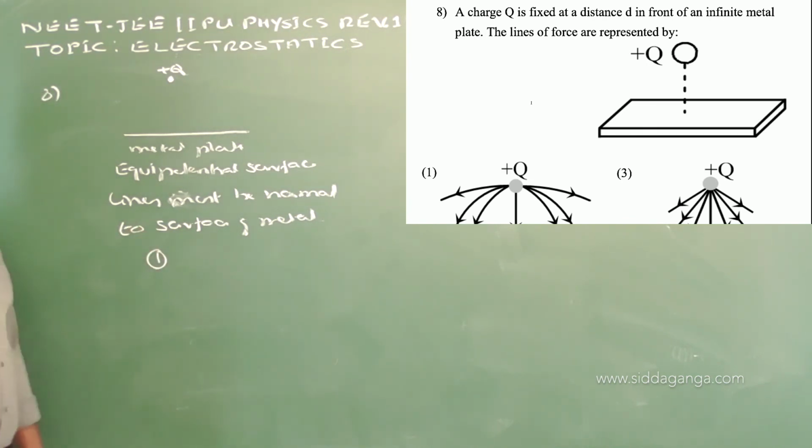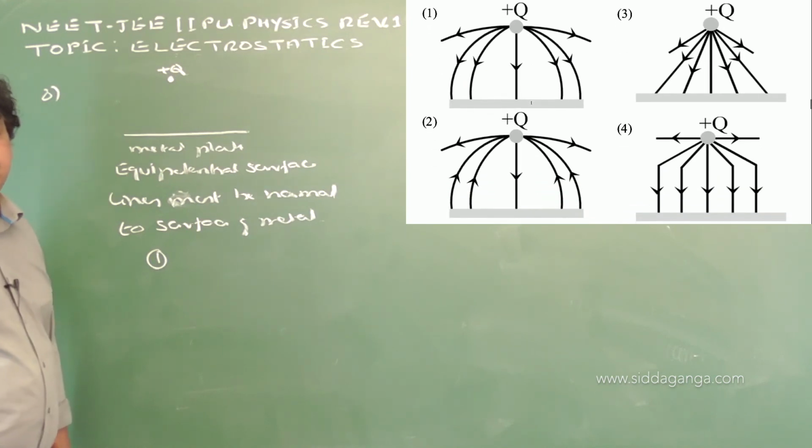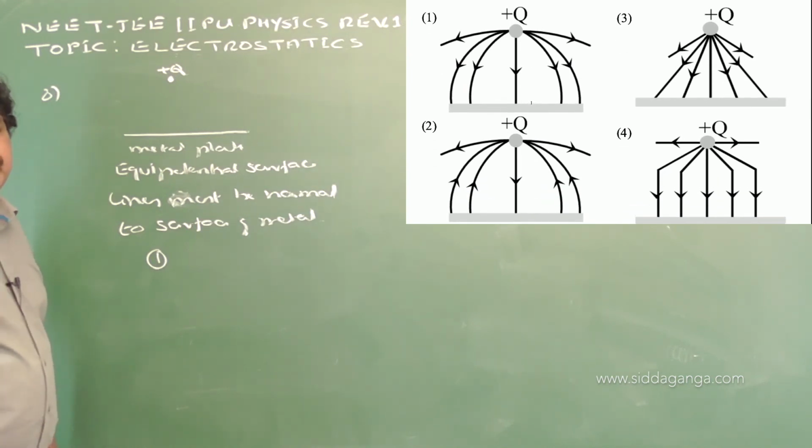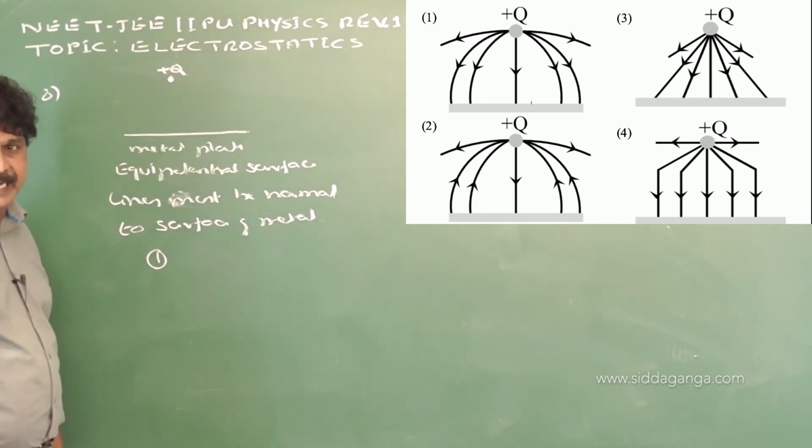Therefore, option 1 gives the right answer. But option 4 is very much similar, and option 2 is very much similar, but you see the direction. Since Q is a positive charge, the electric lines are always directed away from the positive charge. But in figure 2, the direction is towards the charge. Therefore, figure 2 is wrong. Figure 1 is right.